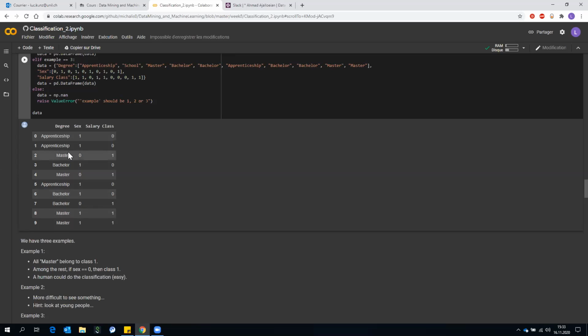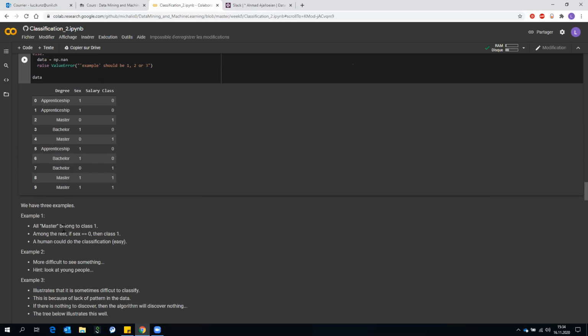But what works well, we can see in this example, is that all master are classified in class 1. So if we split master versus rest, we already have almost everything done. So 1, 1, 1, and 1. Only this one is remaining. And then if we go to the second and take sex equals 0 is classified as 1, we can see that for the rest, all 1 are 0 and all 0 are 1. So you can do the classification like this in this case. So what I wrote here. So a human could do the classification. This is quite easy.